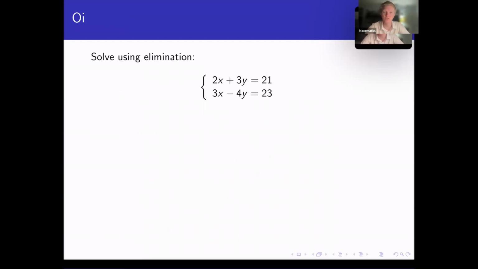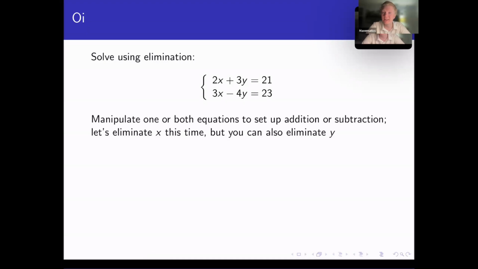2x plus 3y equals 21. 3x minus 4y equals 23, and I want to solve this one via elimination. This time, I'm going to eliminate x. Last time, I think we eliminated y. Notice 2x and 3x, there's nothing we can multiply 2x by to get rid of 3x, and there's nothing we can multiply 3x by to get rid of 2x.